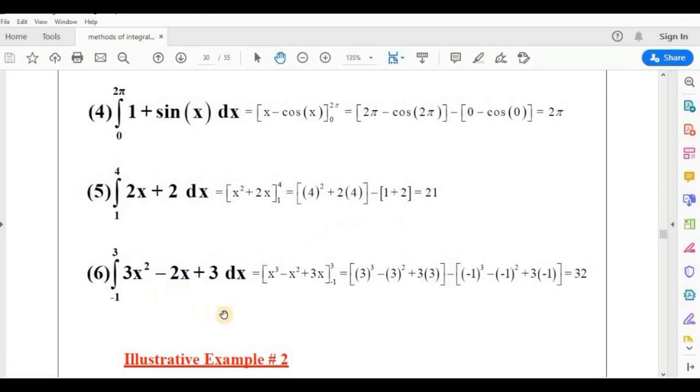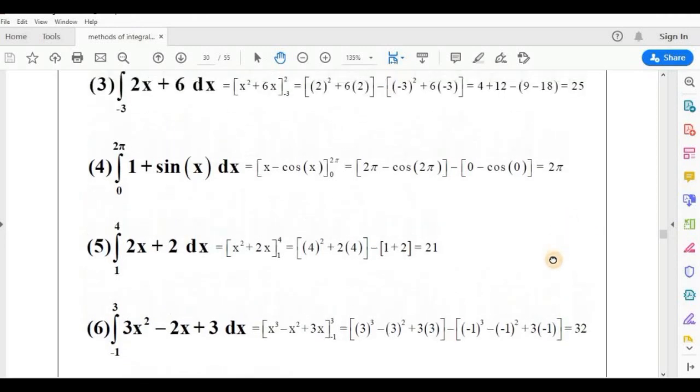Same idea here, same concept. The integral of this function is x to the power 3 minus x to the power 2 plus 3x, and the final result for this definite integral is 32.